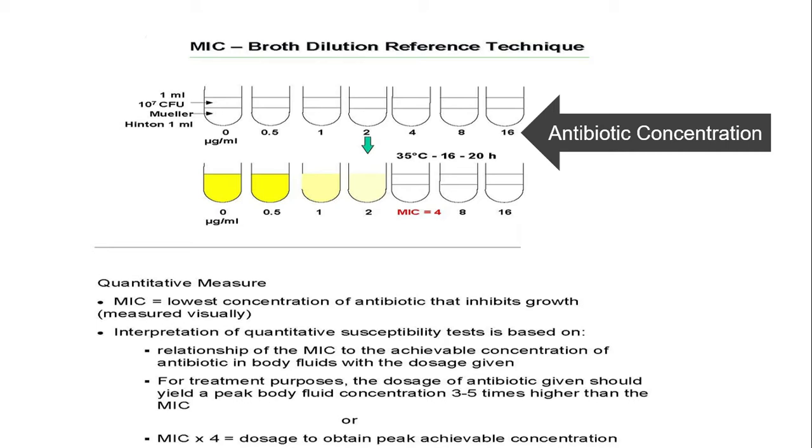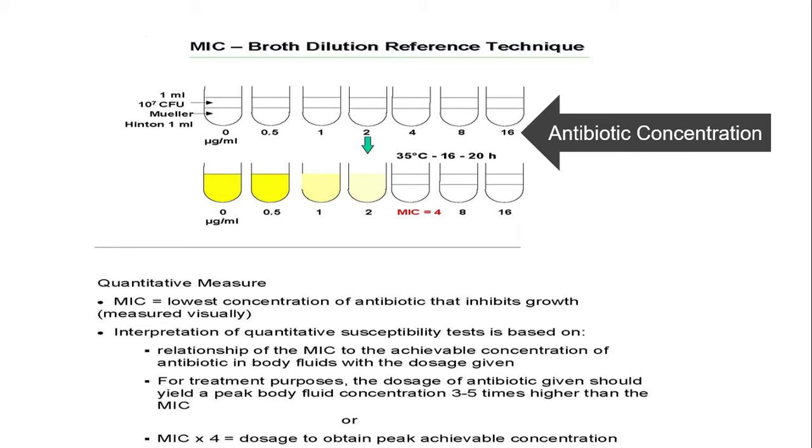Now, interpretation of this quantitative susceptibility test is based on the relationship of the MIC to the achievable concentration of antibiotic in body fluids with the dosage given. For example, an antibiotic is given to the patient, let's say meropenem 1 gram is infused into the patient, and the concentration available in the lungs would depend on certain factors like patient age, his condition, and his total overall fluid concentration in the body. Approximately it would be around 20 to 30 microgram per ml. So the susceptibility to the antibiotic would depend on this concentration and the MIC of the antibiotic.